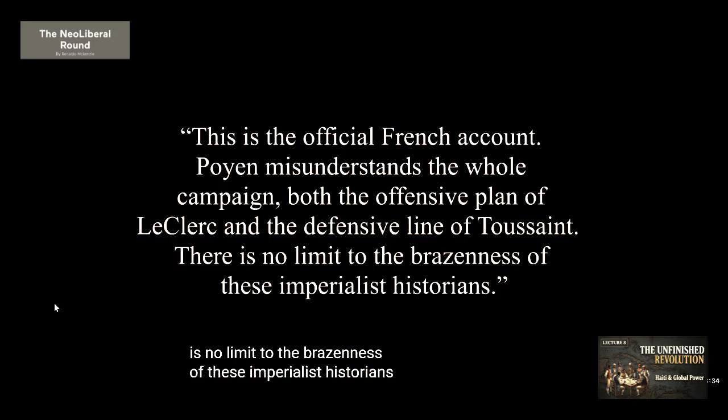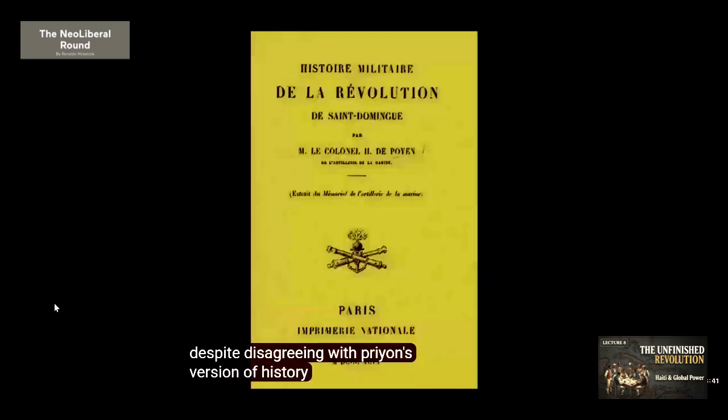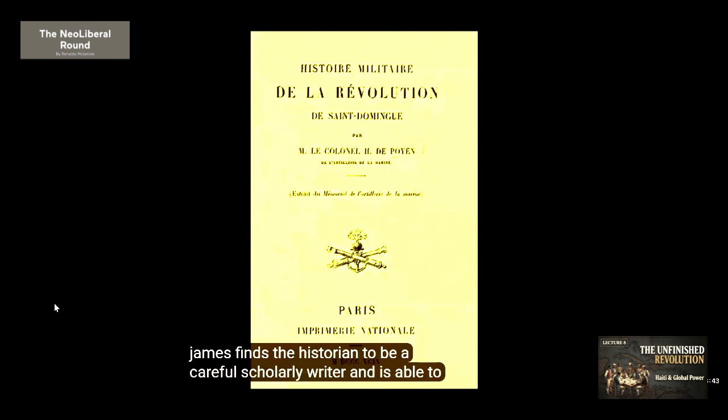There is no limit to the brazenness of these imperialist historians. Despite disagreeing with Poyon's version of history, James finds the historian to be a careful scholarly writer, and is able to build on Poyon's work. This is a theme in James's work.